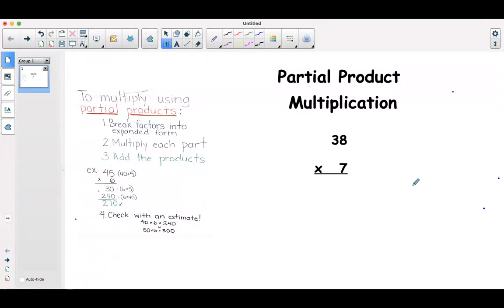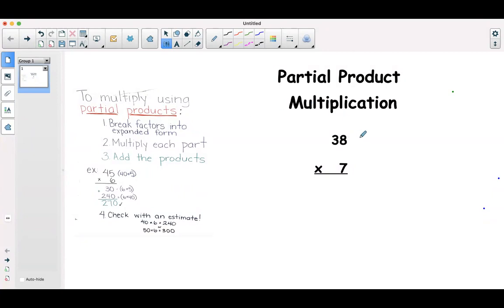Hi friends, today we're going to practice multiplying with the partial products method. Now to use our partial products method, we have 3 steps and then a 4th step to check. So we're going to start with step 1, break factors into expanded form.